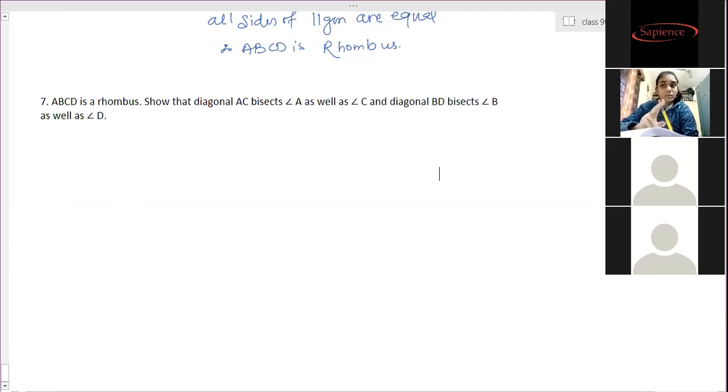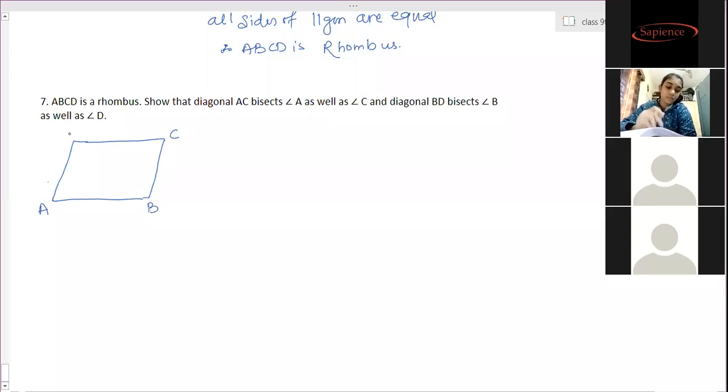So both diagonals bisect opposite angles, that we have to prove. Ma'am, and in a rhombus, opposite angles are equal, no? Yeah, it is a parallelogram, so all opposite angles will be equal.